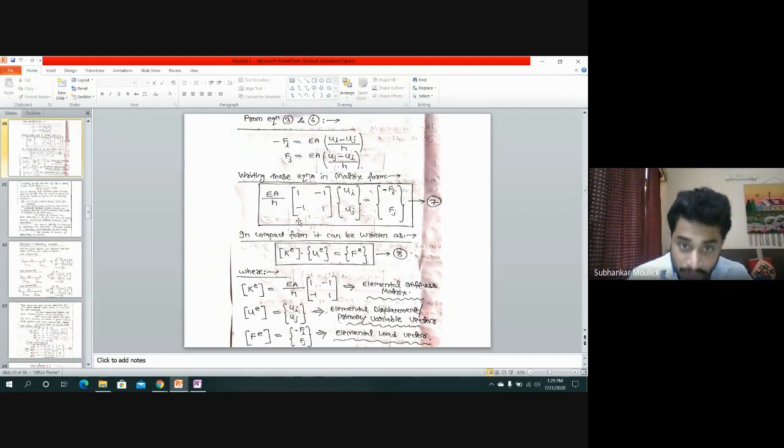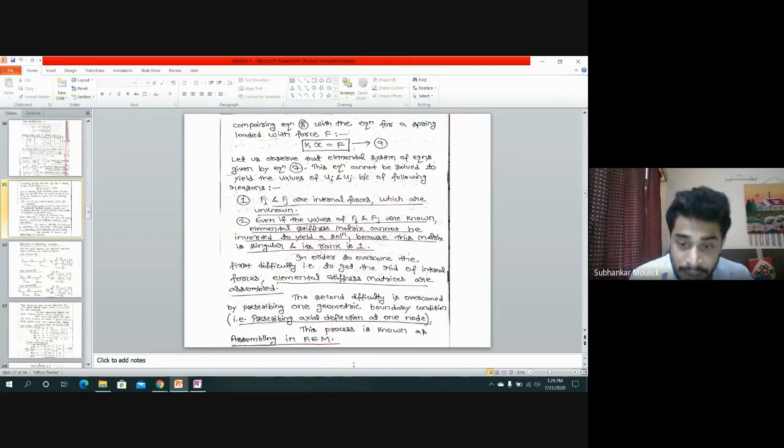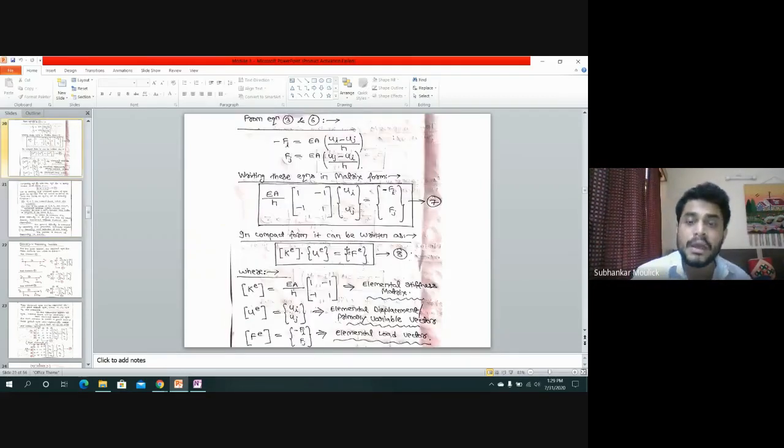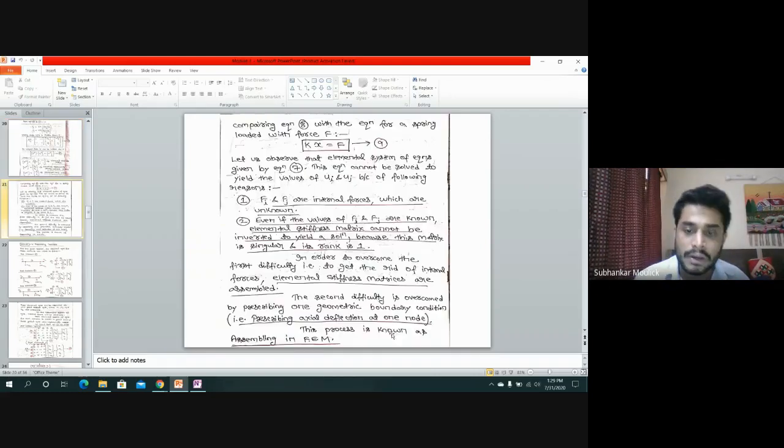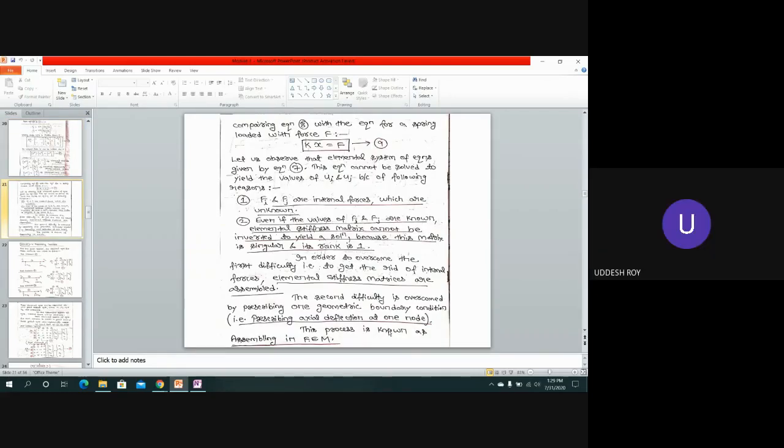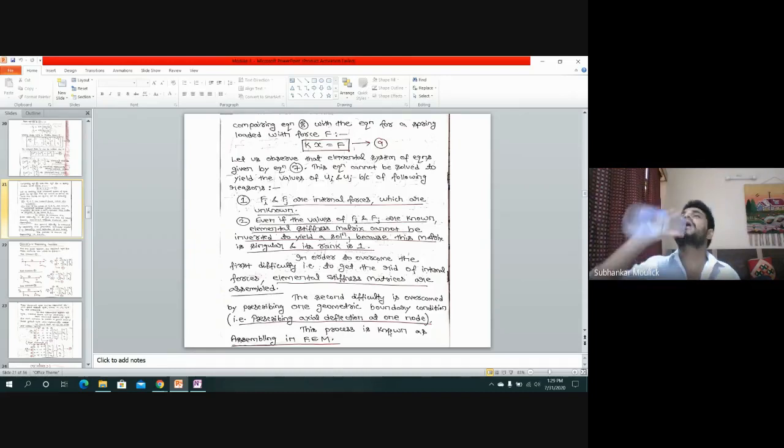In order to overcome this difficulty, I am assembling the entire problem. That means I am writing equation number 7 for each and every element, and then lastly I will assemble the elements by using proper boundary conditions. Then only can you solve this equation number 7, or else you cannot solve. Is it clear till here? Yes sir, it is clear.